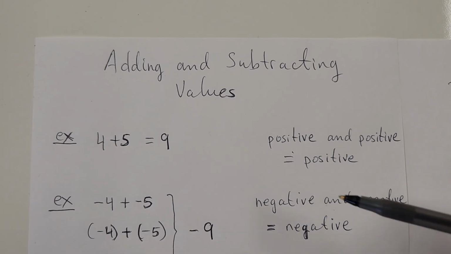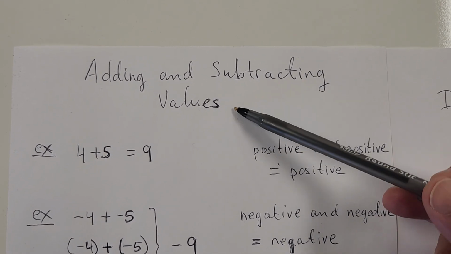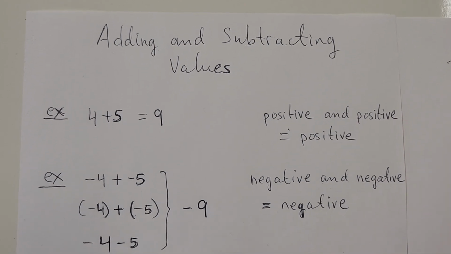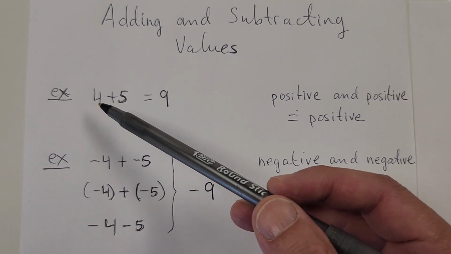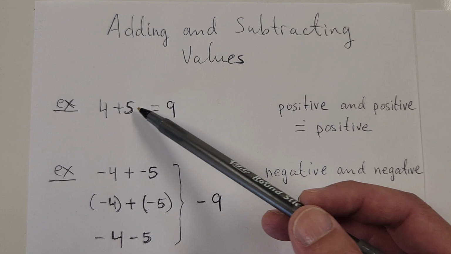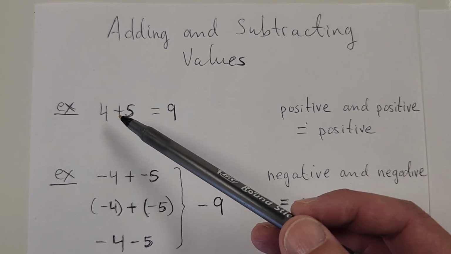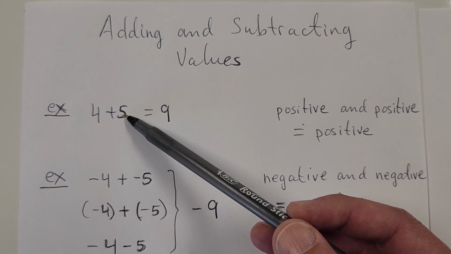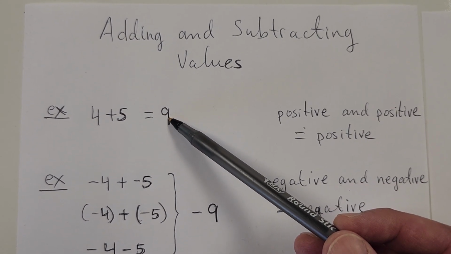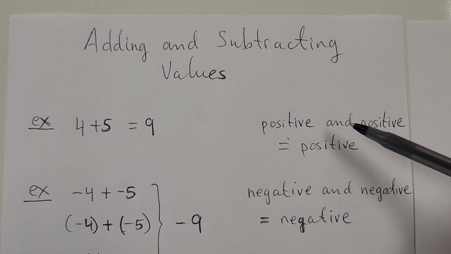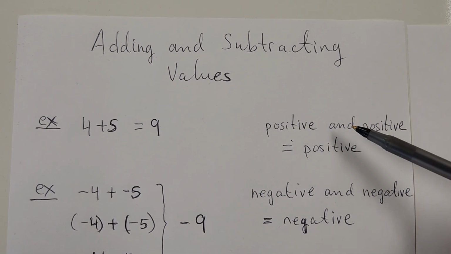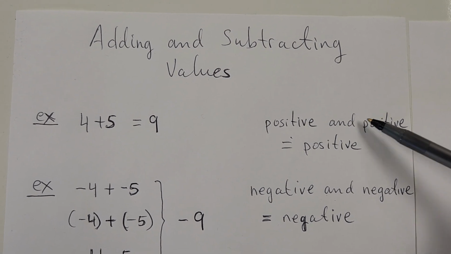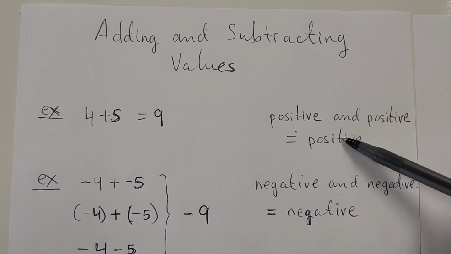Today's lesson is on adding and subtracting values. Here we have in the first example, 4 plus 5 is 9. 4 is positive, 5 is also positive, so therefore the answer is positive 9. So in general, when you add a positive to another positive, it gives me positive.